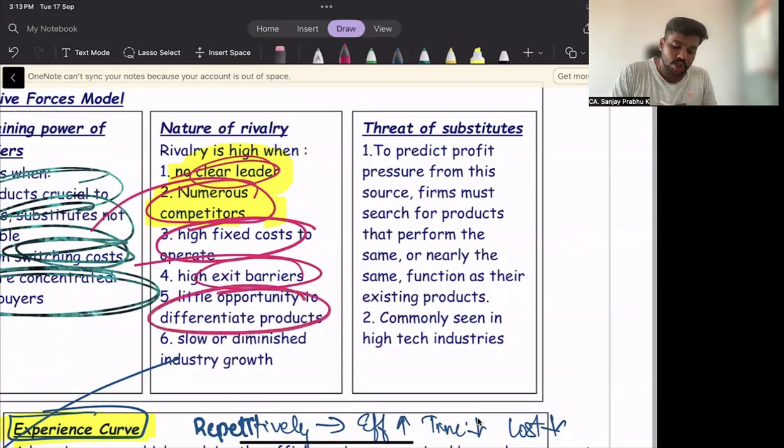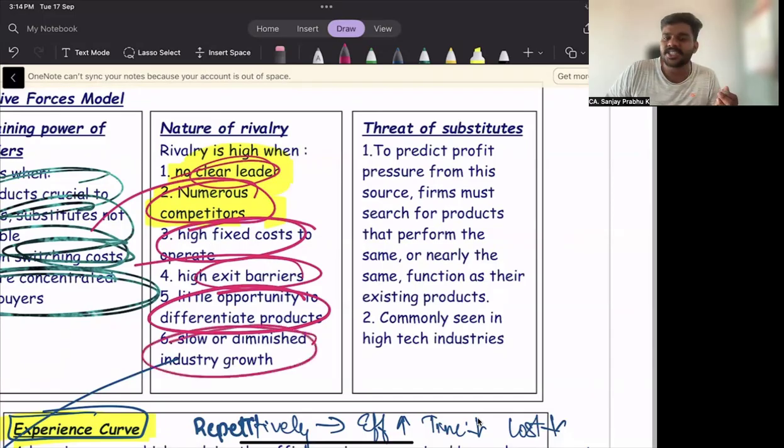Then little opportunity to differentiate the product. Can you tell me one product where there's little differentiation? Say, for example, petrol. For petrol, there is not much differentiation. Whether you are purchasing Bharat Petroleum, Indian Oil or HP, it doesn't matter. So when there's little opportunity to differentiate the product, the rivalry will be very high.